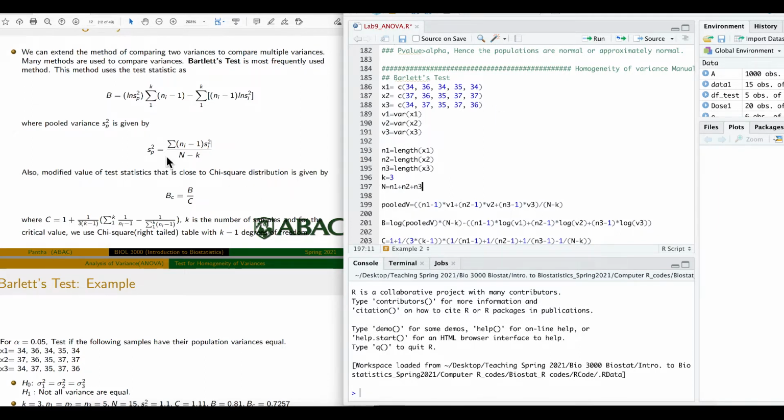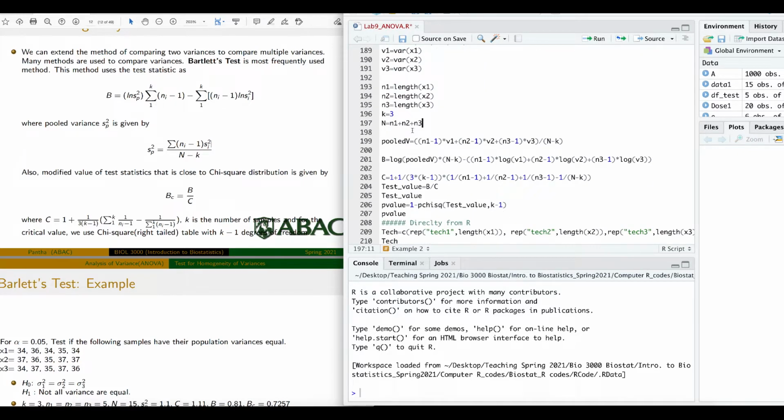Now how do I find out the pooled variance? Pooled variance is the summation of Ni minus 1 times Si square, that is N1 minus 1 times V1, variance 1, that is S1 square, plus N2 minus 1 times V2, plus N3 minus 1 times V3, divided by N minus K. That's what I did here. Okay, so that is the pooled variance.